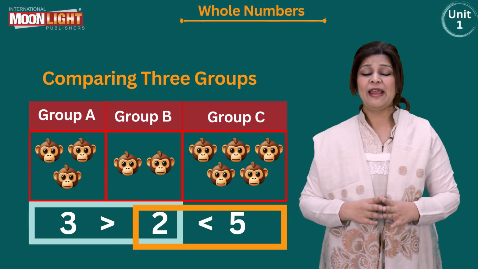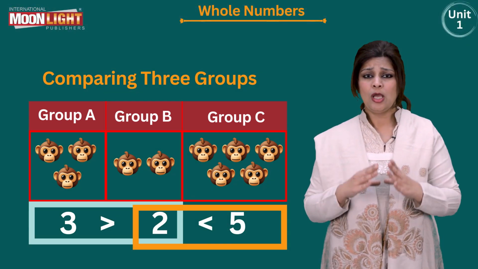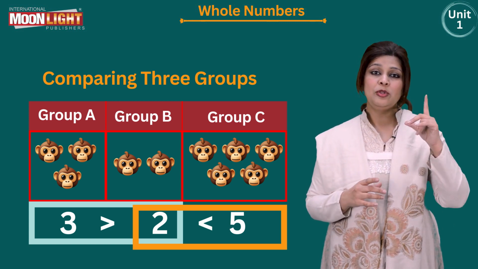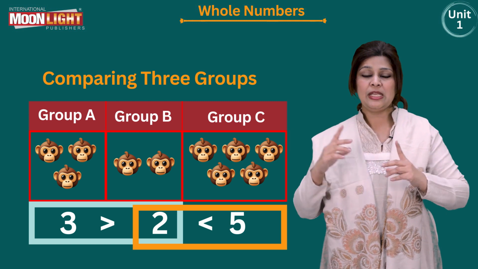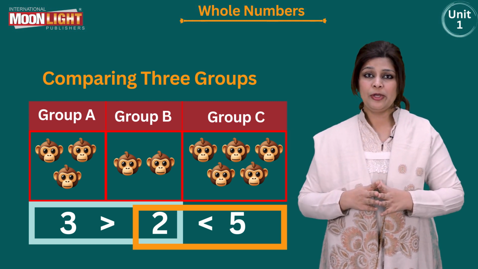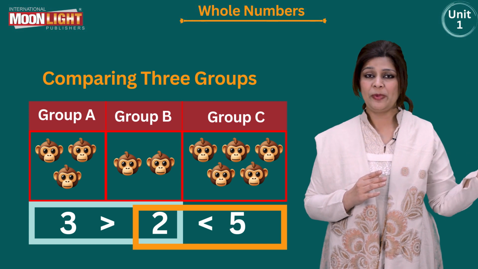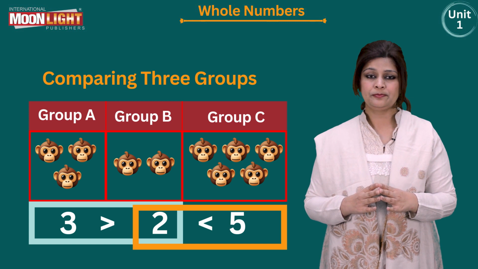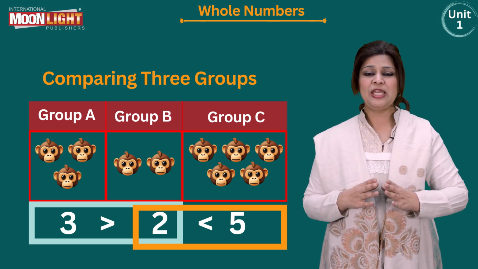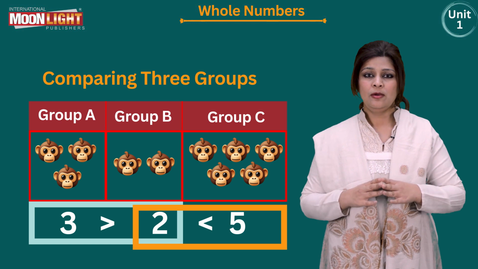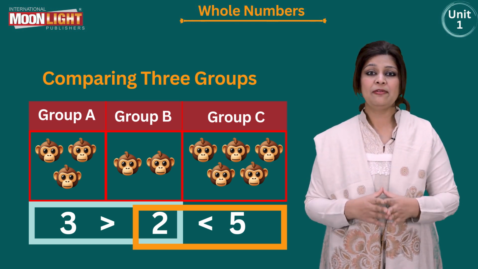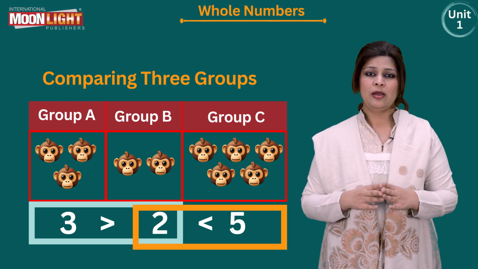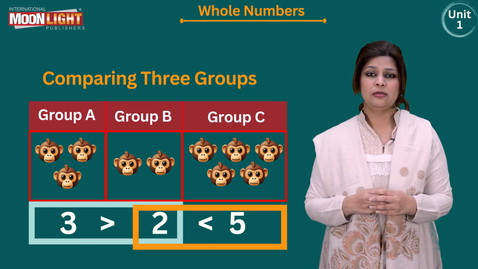Clear? So right now we have done comparison of two groups. Now what about this third one? Don't worry, we are going to compare the group B and the group C now. Clear? So first of all we have done the comparison of group A and B. Now we are going to compare group B and C together. So, in group B we have how many objects? Very good. In group B we have two monkeys. Now, in group C we have 5 monkeys here.